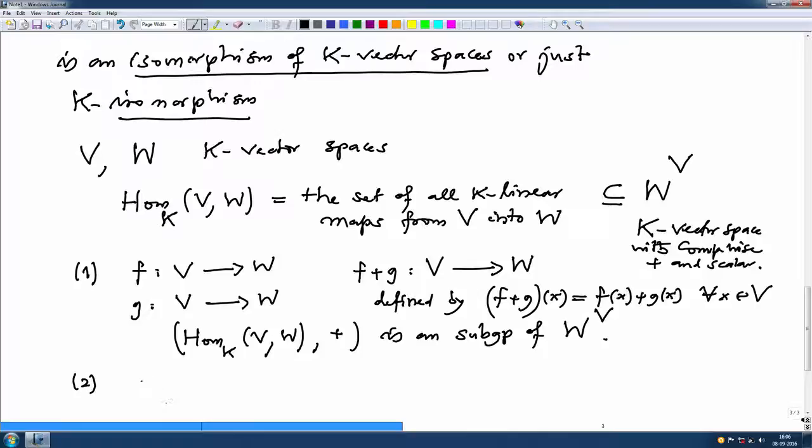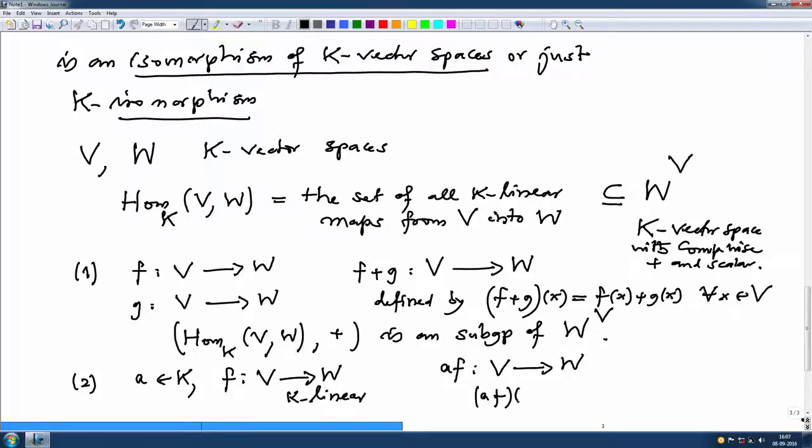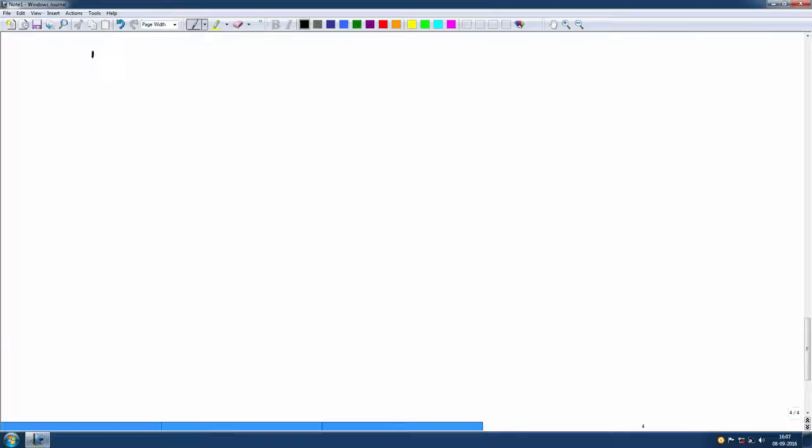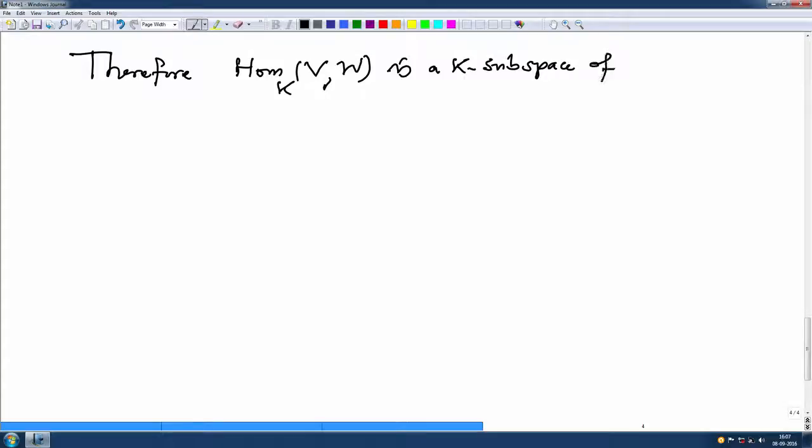Second thing to note is I can also define for any given scalar and any map, K-linear map V to W, I also have a very natural definition of the scalar multiple of F. aF is again a map from V to W defined by aF evaluated at x is a F(x) for all x in V. So, together with these two observations, it shows that therefore Hom_K(V,W) is a K subspace of W power V.